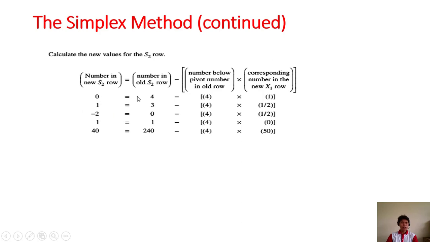This is then an example for the rule. Okay, we have 0, and the number in the S sub 2 is 4, and then minus 4 times 1. So 4 minus 4 is 0. And then 4 times 1 half is 2, and then 3 minus 2 is 1. And then 4 times 1 half is 2. 0 minus 2 is negative 2. And 4 times 0 is 0. 1 minus 0 is equal to 1. 240 minus 200 is 40. Okay.